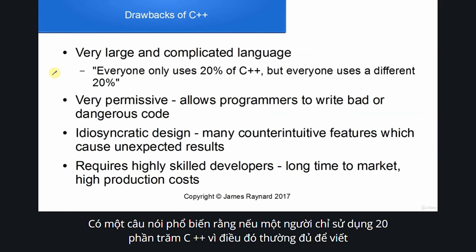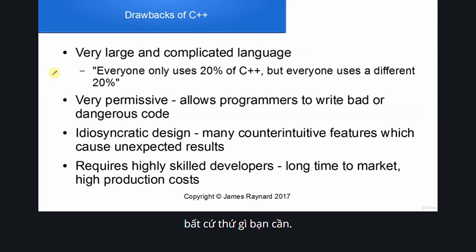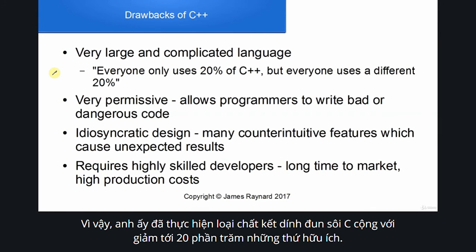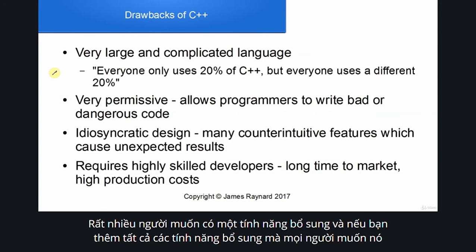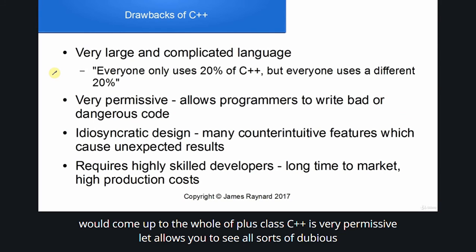There's a popular saying that everyone only uses 20% of C++ because that's usually enough to write whatever you need. But everyone uses a different 20%. So if you did sort of try and cut C++ down to the 20% of useful stuff, there'd be lots of people who'd want an extra feature, and if you added up all the extra features that people want, it would come up to the whole of C++.